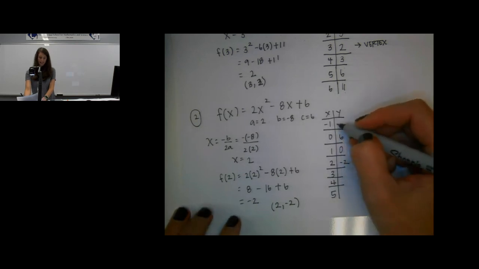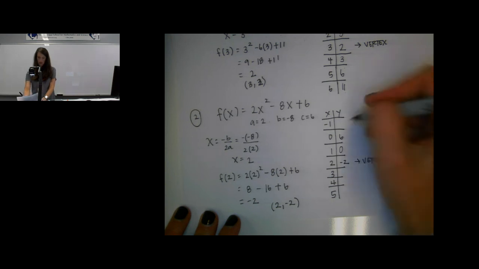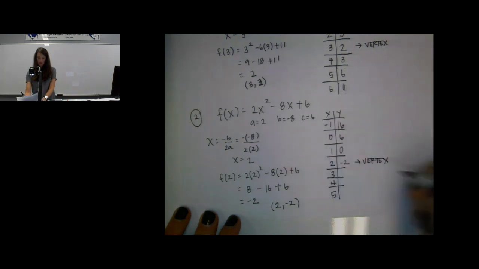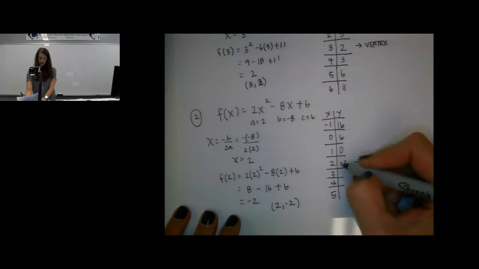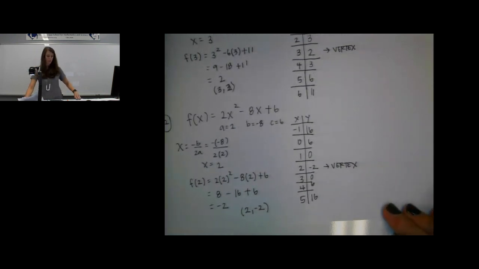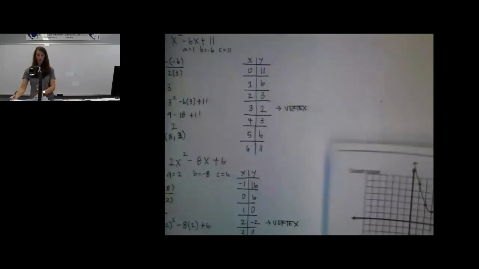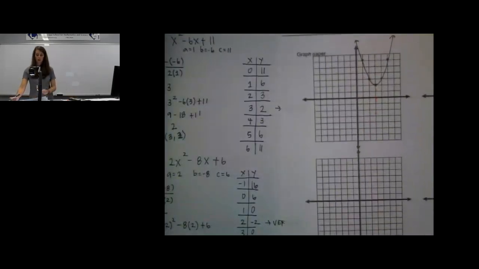If you plug in a negative 1, so it's 2 plus 8 plus 6, right? So it's going to be a 16. So it's going to be symmetric, right? So it's going to be a 0, 6, and a 16. I'm not going to be able to plot that point, (5, 16) or (negative 1, 16), but you kind of see what's going on here.